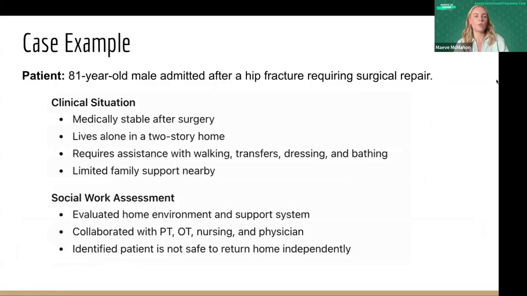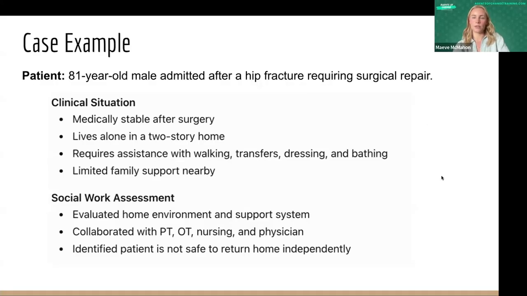So here's an example. We have an 81-year-old male who was admitted after a hip fracture that required surgical repair. He is medically stable after surgery. He lives alone in a two-story home. He requires assistance with walking, transfers, dressing, and bathing, and he has limited family support nearby. Social work came in and evaluated his home environment and support system, collaborated with physical therapy, occupational therapy, nursing, and the physician, and identified the patient is not safe to return home independently. What would our next steps be?